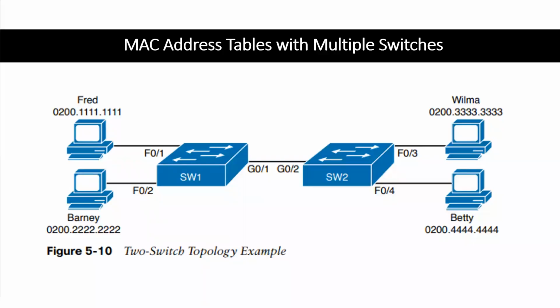All right, guys, welcome back. We are closing out chapter five, called Analyzing Ethernet LAN Switching. I apologize for yawning. The last section was talking about MAC address tables with multiple switches.